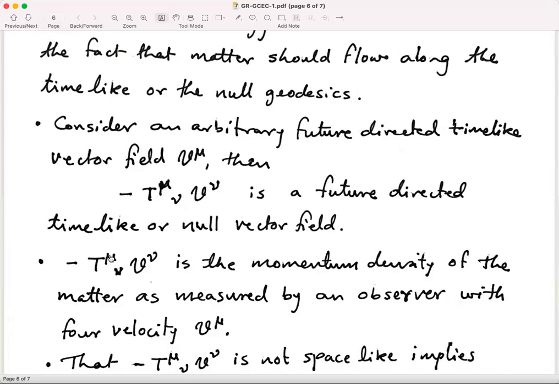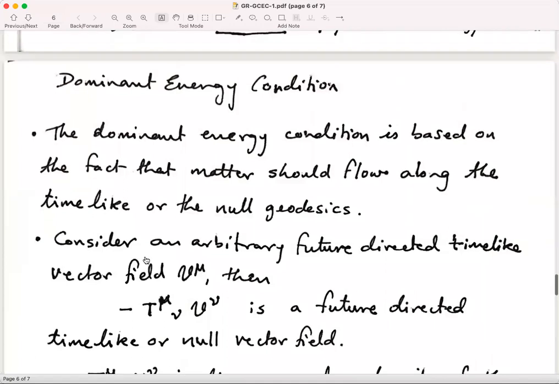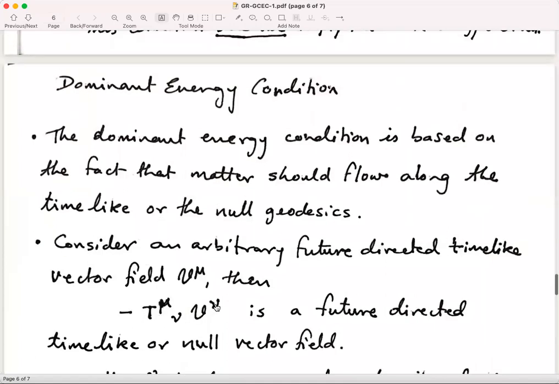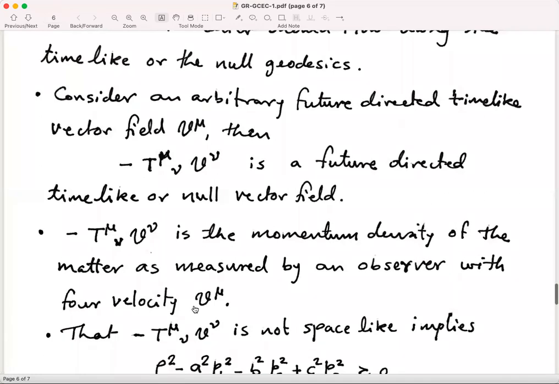Now of course we showed this to be the momentum density of the matter in the rest frame of the observer. But clearly, that statement is independent of the frame in which the observer is. So if the observer is moving, this is a covariant way of writing this expression. Now, the dominant energy condition says that this should be future directed, time-like, or null. That means this vector cannot be space-like. That is the statement.